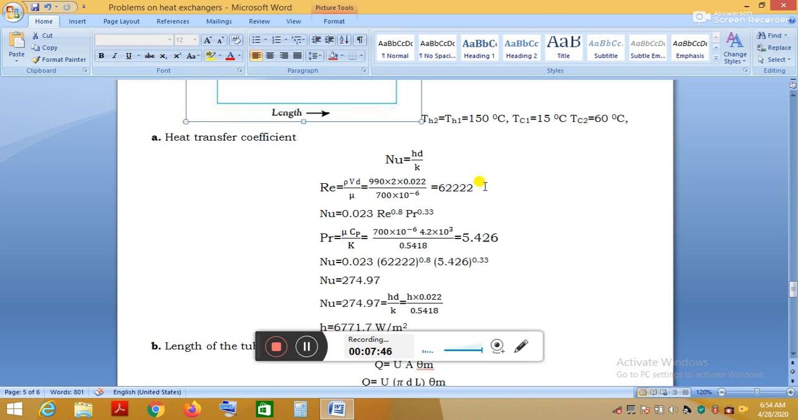To take the equation in convection, go for internal flow because the flow is taking place through tubes. In internal flow, if the Reynolds number is less than 2300, consider the laminar equation. Since the Reynolds number is more than 2300, consider the turbulent equations. In turbulent, go for the fully developed flow equation. You will get this equation 0.023 into Re to the power of 0.8 into Prandtl number to the power of 0.3.